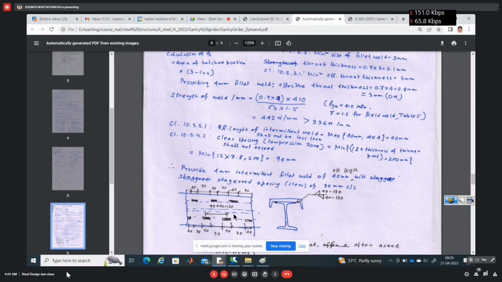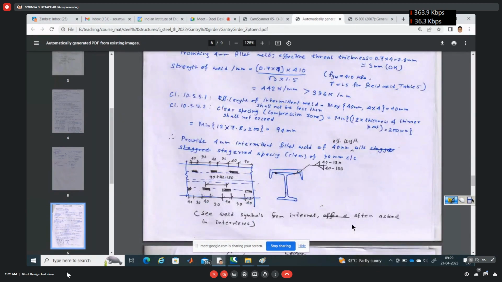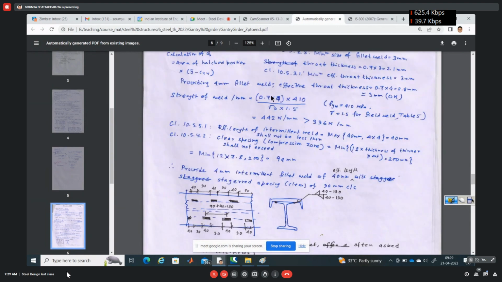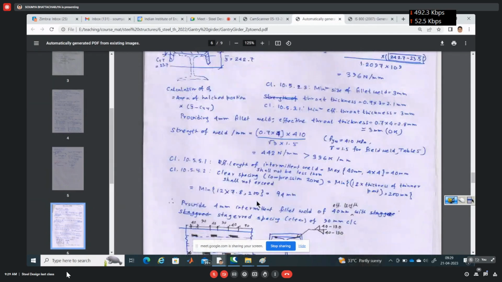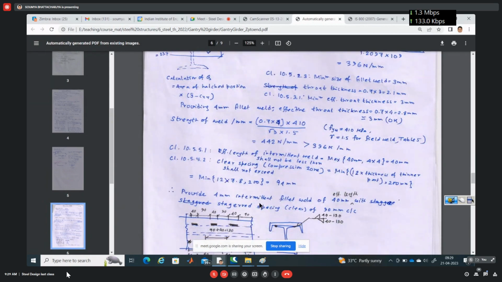And the center to center distance between two intermittent welds is 90 plus 40, that is 130. Since it is provided in the staggered fashion, the notation is also staggered. 40 mm is the length of weld and 130 is the center to center distance. But here still there is a check remaining, whether in one spacing the weld strength is sufficient or not. After this step, after 442, after I calculate the strength of the weld and what is the force coming, and the minimum size I obtain, I proceed in this fashion.